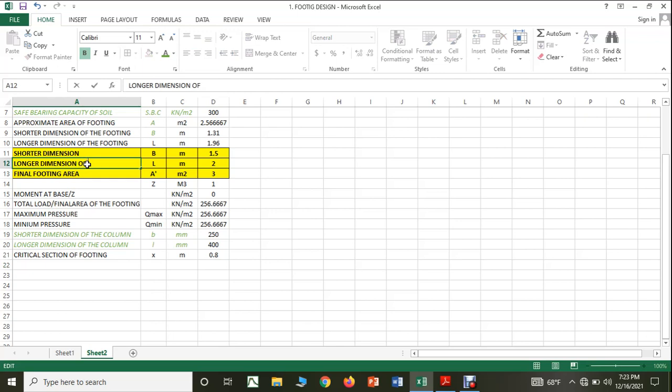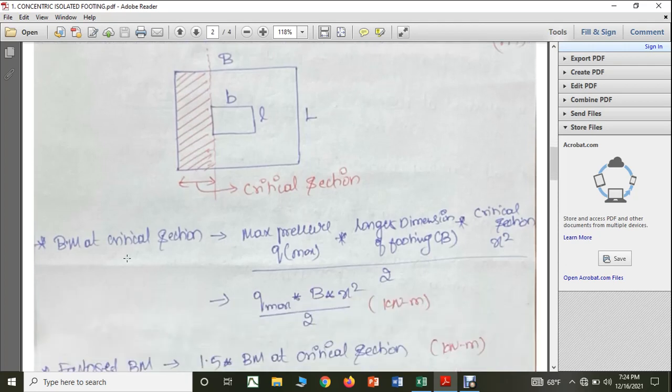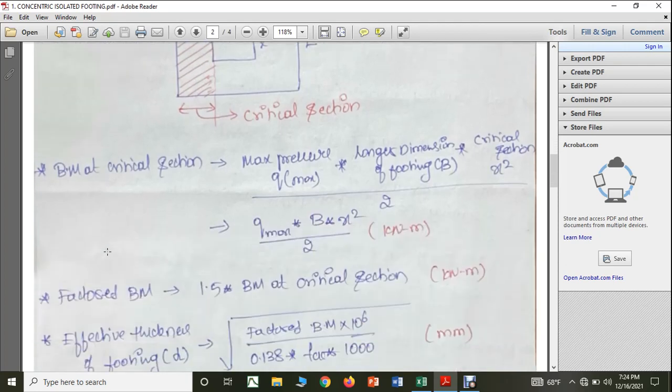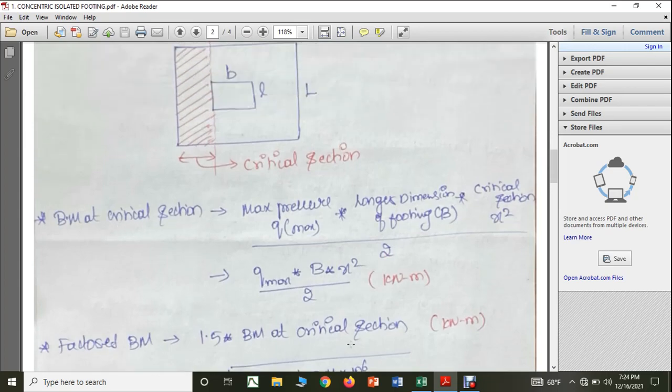Let us make footing only. Sorry, yes, like this, right? So once you have this critical section, then your next step is finding out the bending moment at the critical section. Till here we will do, okay, bending moment at the critical section.